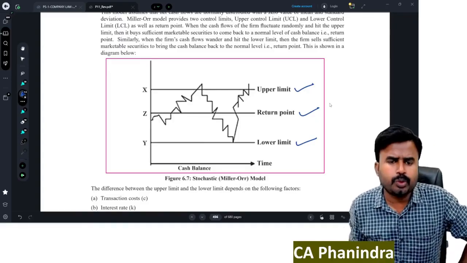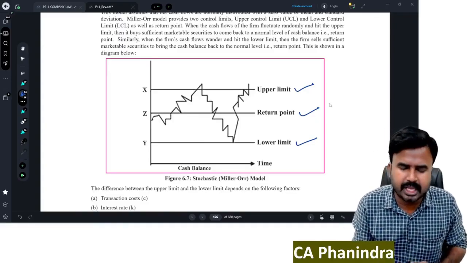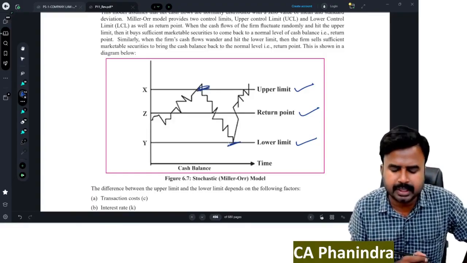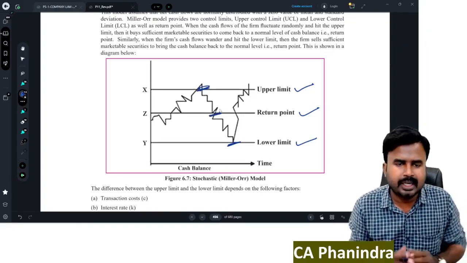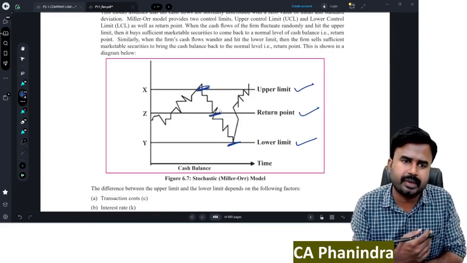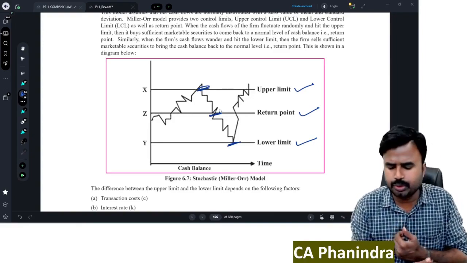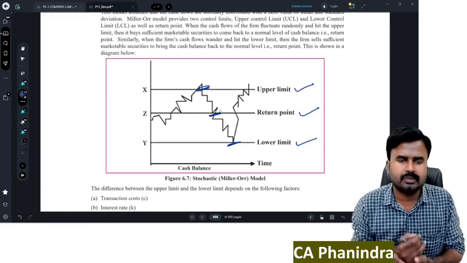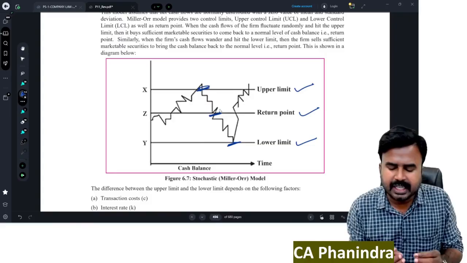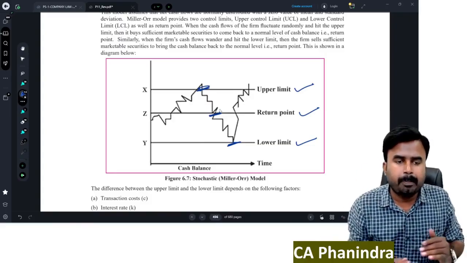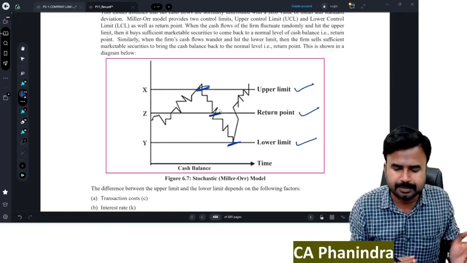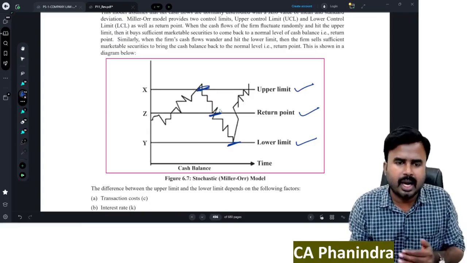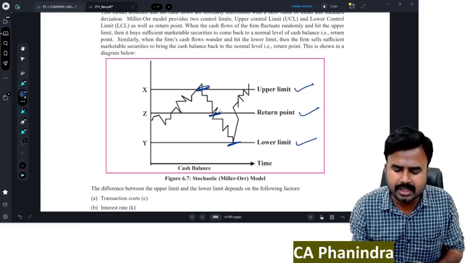But due to random outflows, the cash balance keeps on fluctuating. Sometimes it may reach upper point, sometimes it may reach lower point, and sometimes it may reach return point. Return point is the objective point. You should always try to reach there. That's the destination point. So what we should do? Whenever the cash balance reaches the upper point, we should try to reach return point. So how can it happen? If the cash balance reaches upper point, you should buy short-term investments in the outside market. It's nothing but buying money market instruments. By buying money market instruments, I can reduce my cash balance and gradually it reaches return point.